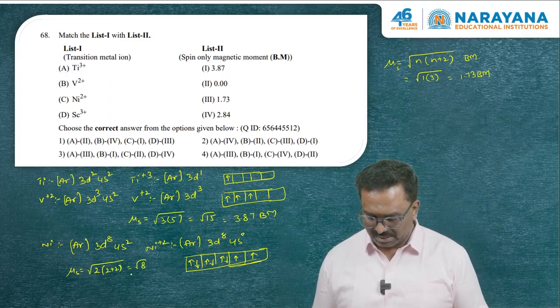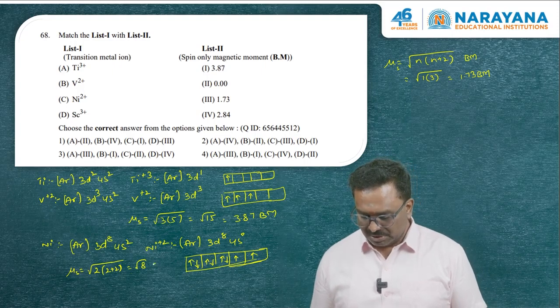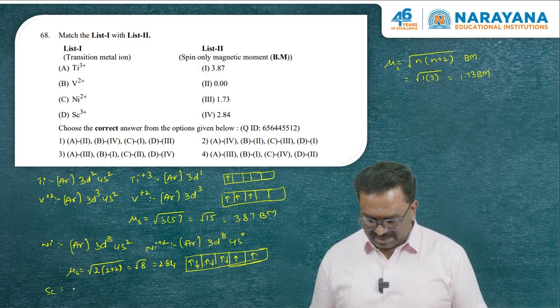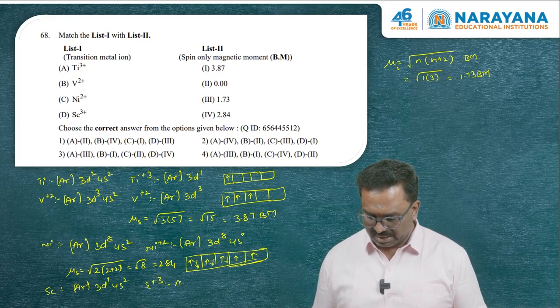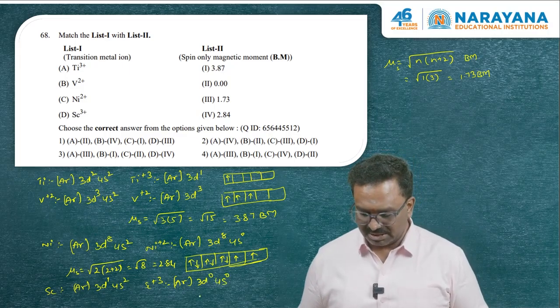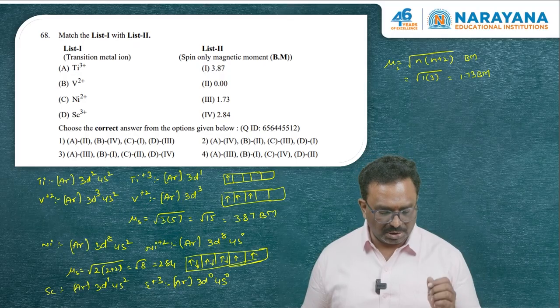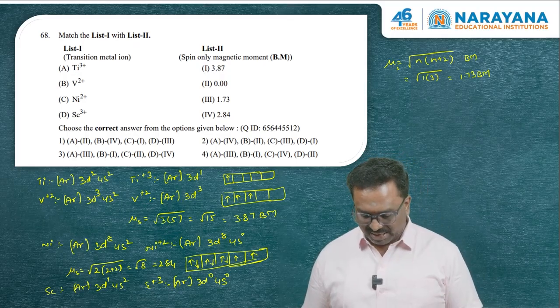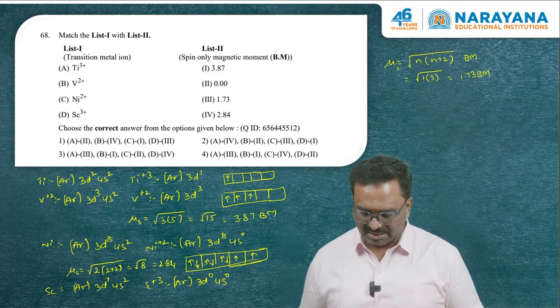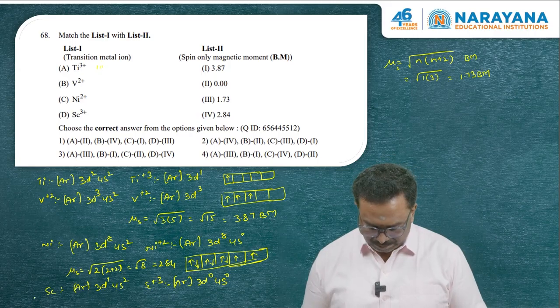So root 8 Bohr magneton, that is 2.84 Bohr magneton. Scandium is Ar 3d1 4s2. So Sc3+ is Ar 3d0 4s0. Here there is no unpaired electron, that means the spin magnetic moment here is 0. That means you can identify that for Ti3+ we have one unpaired electron, and 1.73 is related to that.